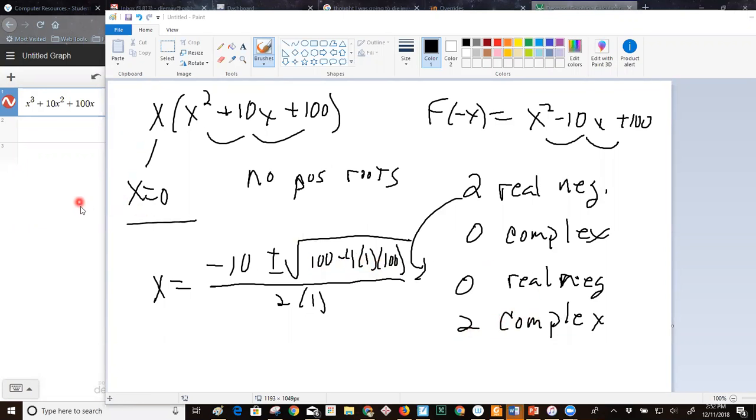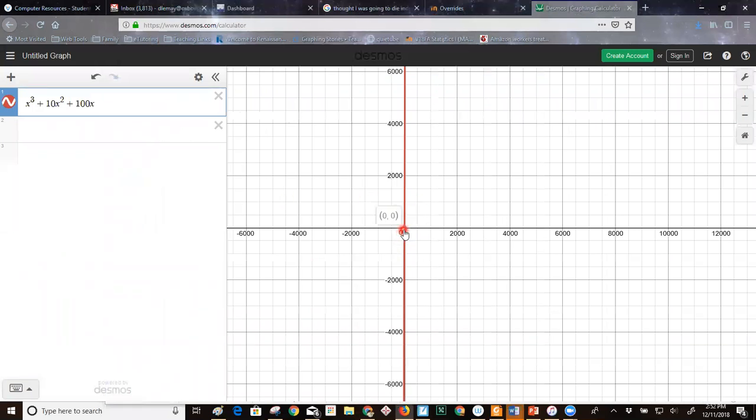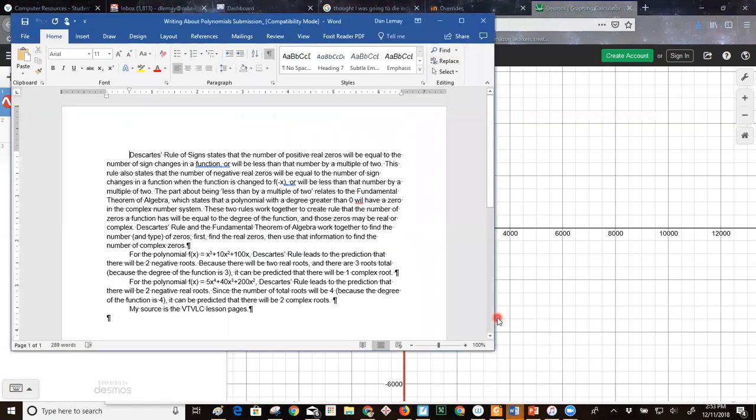I also just tried to graph this in Desmos, and I'm seeing the x equals 0 root, but I'm never seeing it come back down. I'm way out at 12,000 on the x-axis, and it's not coming back down. So that tells me it's going to be two complex roots. Okay, so Descartes' rule of signs works great, but don't apply it too early. I think if you had added a constant term with this, it would have worked slick.